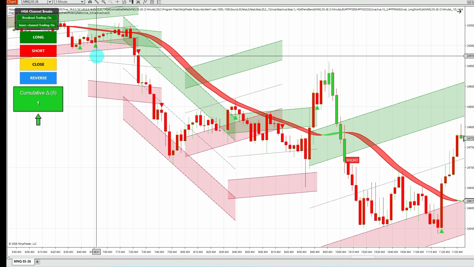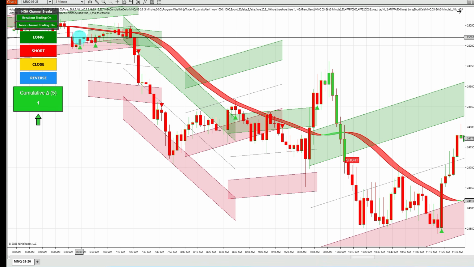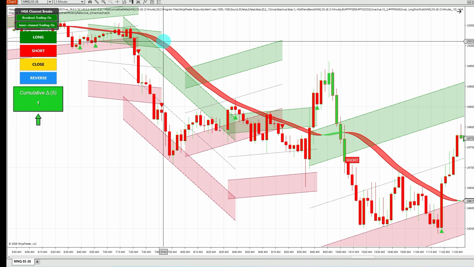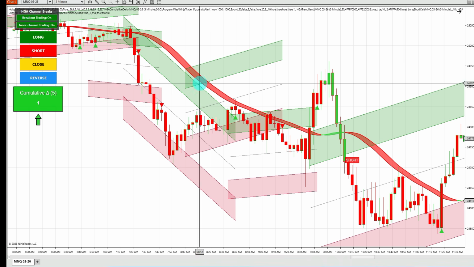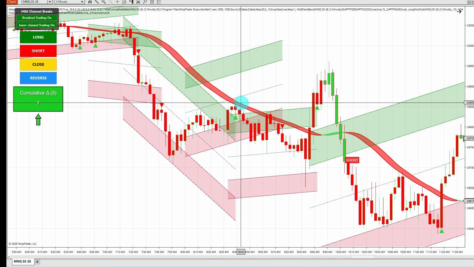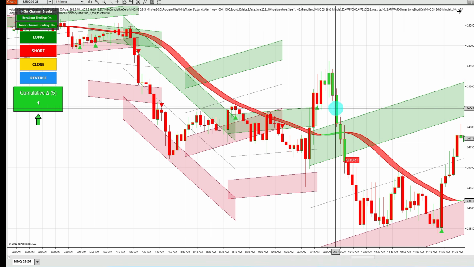I would not have taken this trade for 2 reasons. One is it's below the trend band. I'm using that as a filter. And 2, it's a red candle. Now, the trend band not only does this band across your chart, but it also recolors the candles.